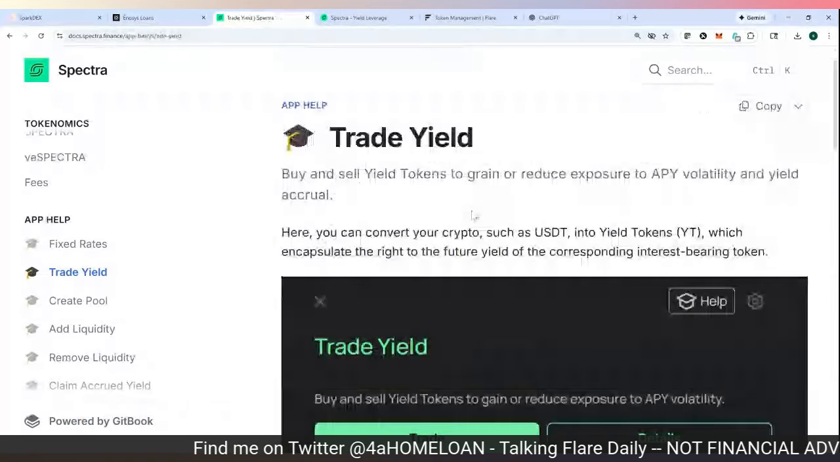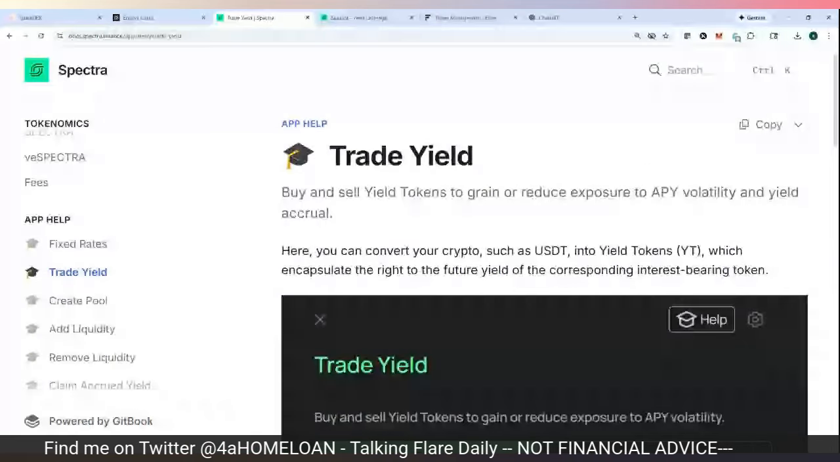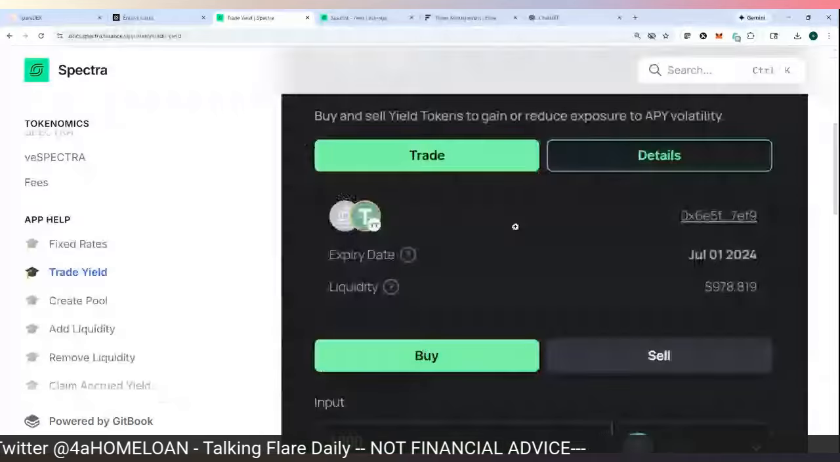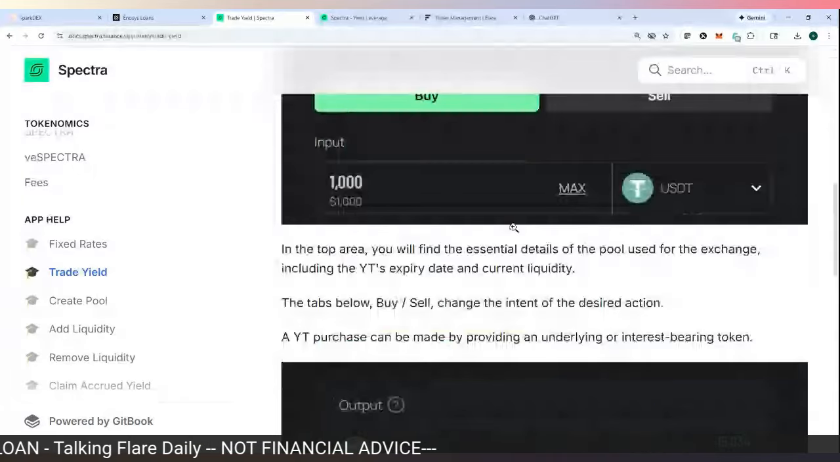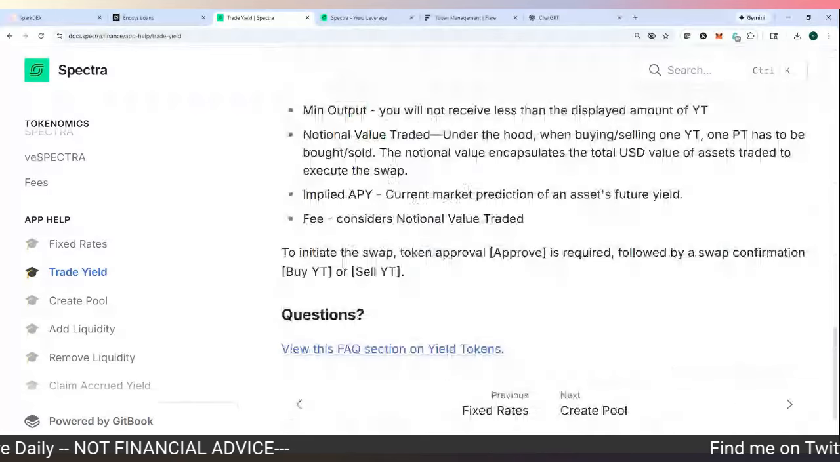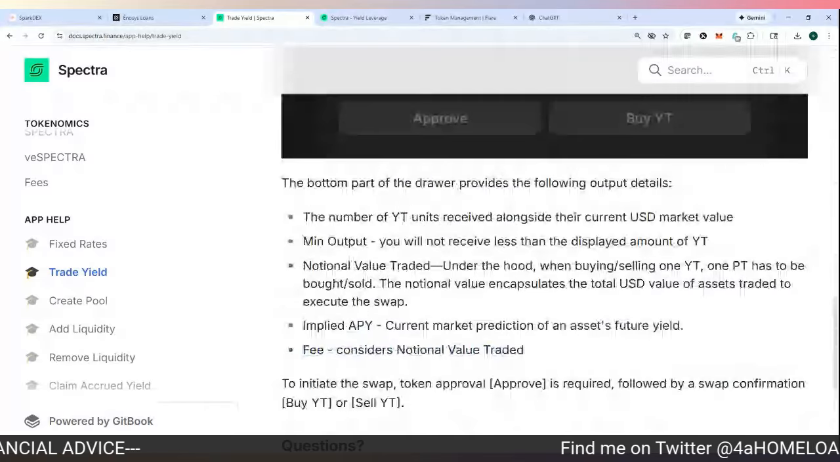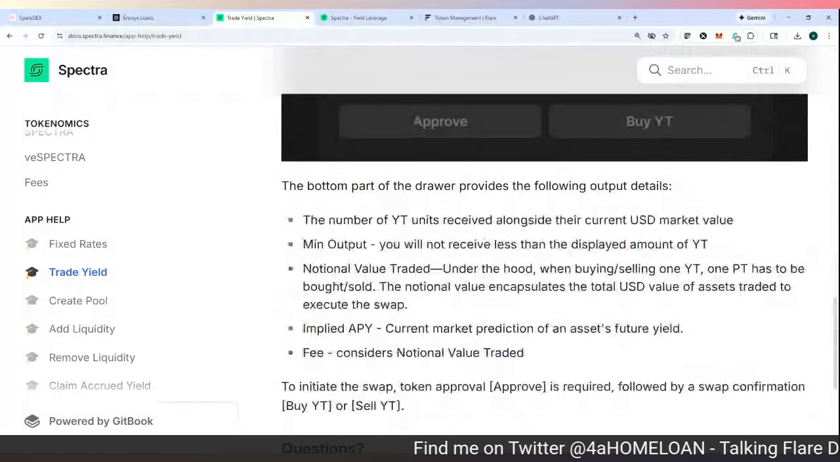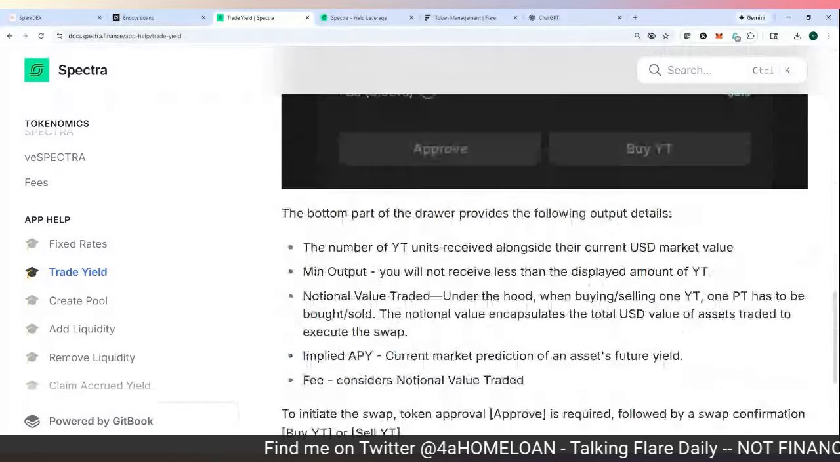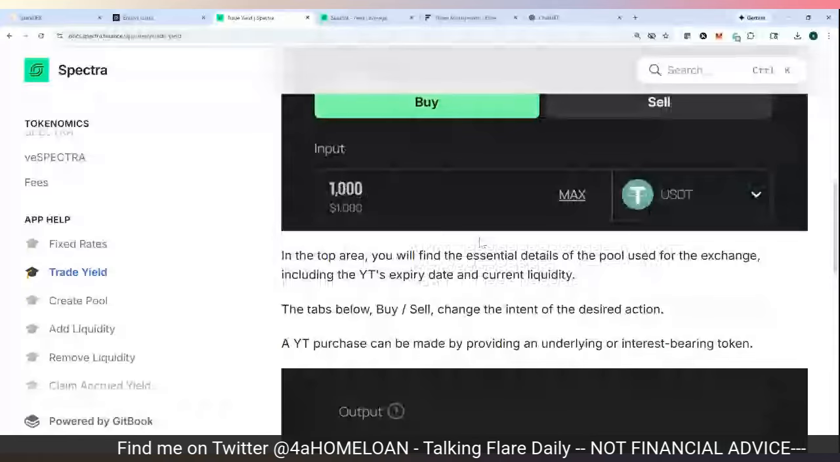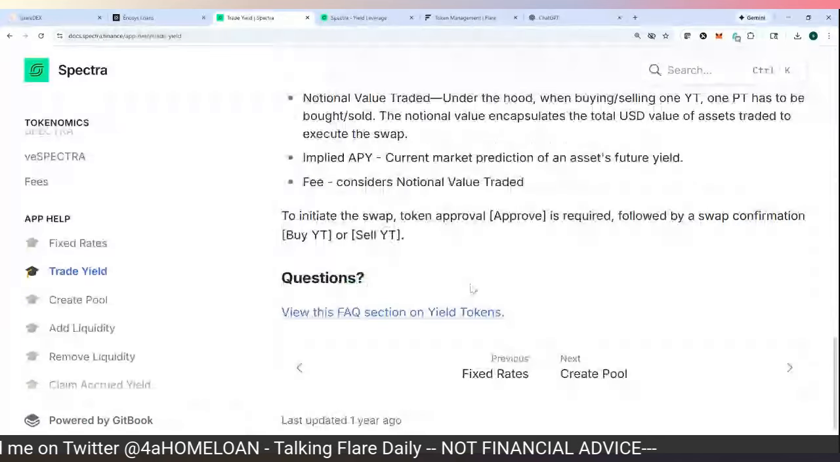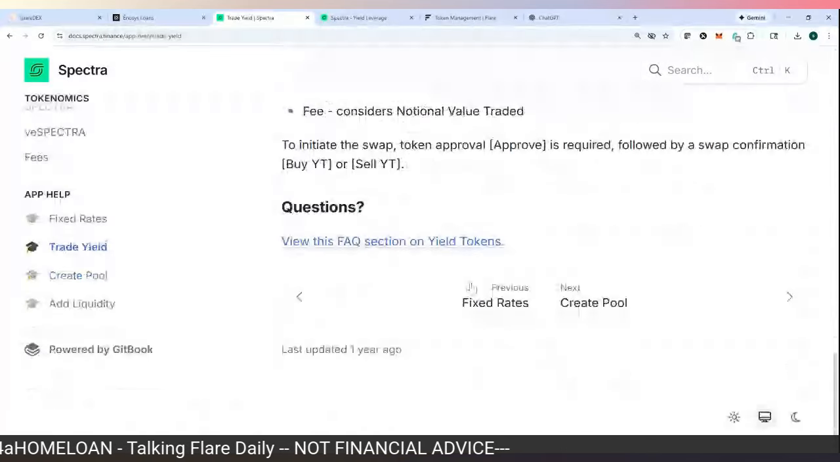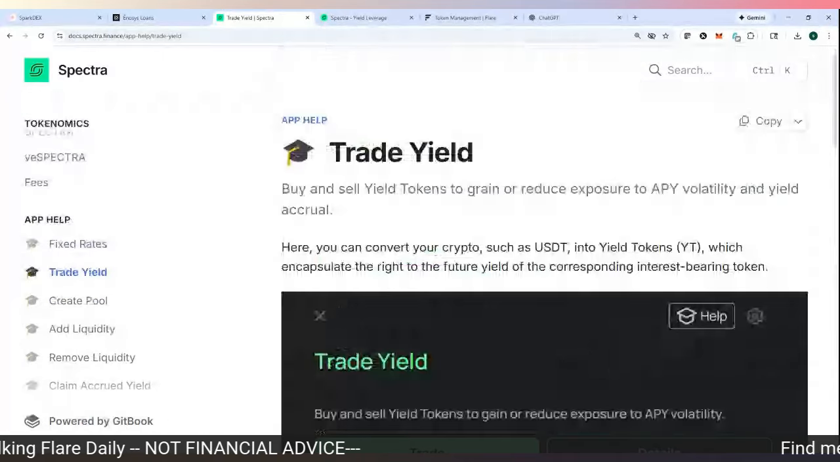Yield trading: buy and sell yield tokens to gain or reduce exposure to APY volatility, right? And yield accrual. If for some reason that implied yield goes down, I could certainly come out of that with less, okay? So again, do your own due diligence, read up on this, search up on this, understand it better before you jump in. But I just want to show you how to do it.